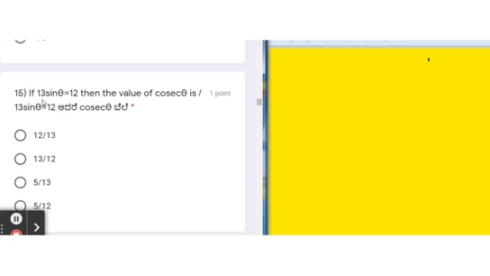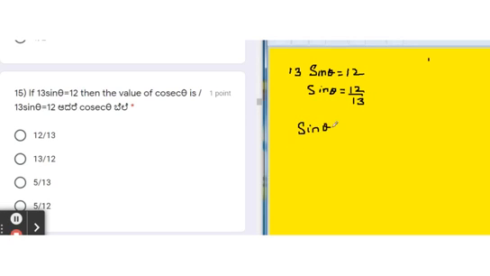15th question. If 13 sin theta is equal to 12, then the value of cosecant theta is. So given condition is 13 sin theta is equal to 12 and sin theta will become 12 by 13. Students, we all know that sin theta and cosecant theta are reciprocal to each other. Sin theta can be written as 1 by cosecant theta or cosecant theta can be written as 1 by sin theta. So they are asking to find the cosecant theta.